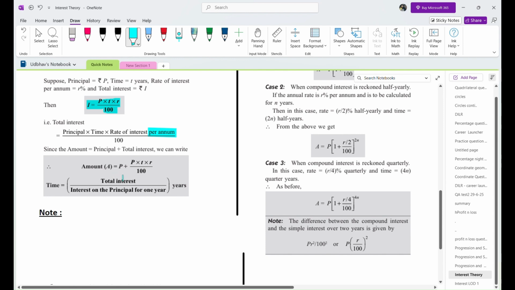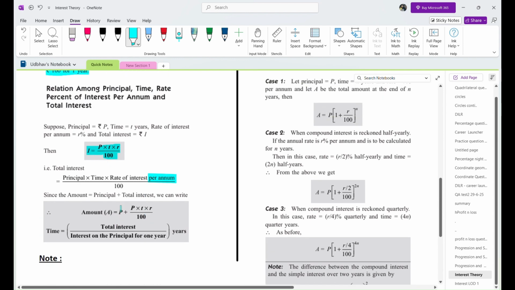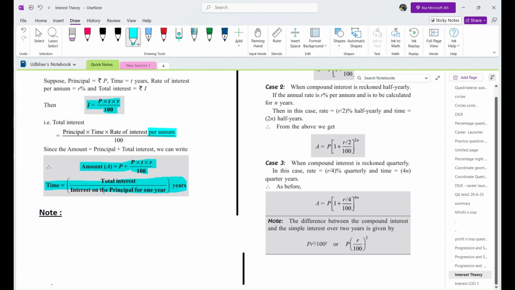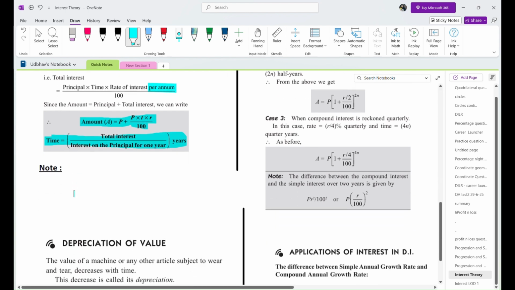So amount, as I told you, is always principal plus interest. Interest was this, we just plug it into this formula. So we get amount equals principal plus PTR upon 100. From here we can calculate time. Time equals total interest upon interest on the principal for 1 year, into years. This is a formula you can memorize to calculate the time.